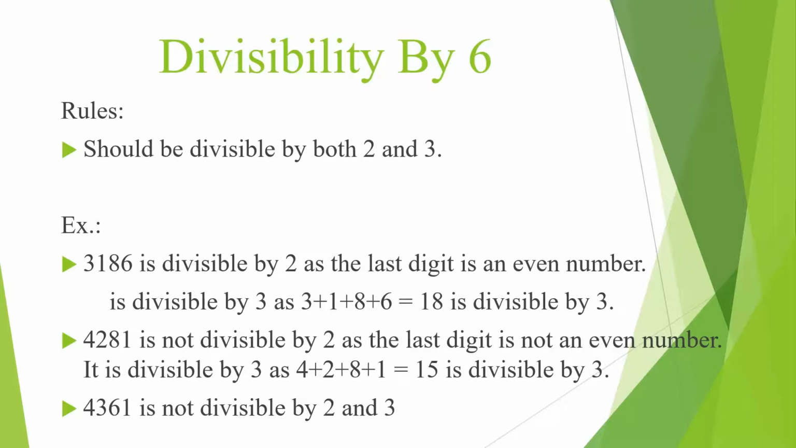4361 is not divisible by both 2 and 3, as 1 is an odd number, and when we add 4 plus 3 plus 6 plus 1, it is 14, which is not divisible by 3. So it is not divisible by 3. So this 4361 is not divisible by 6.